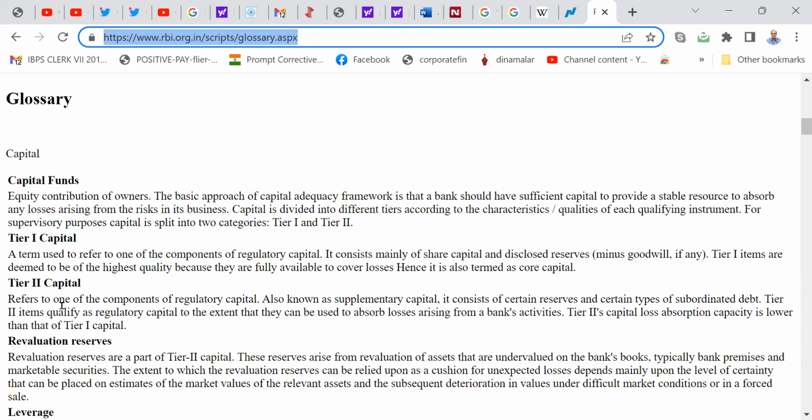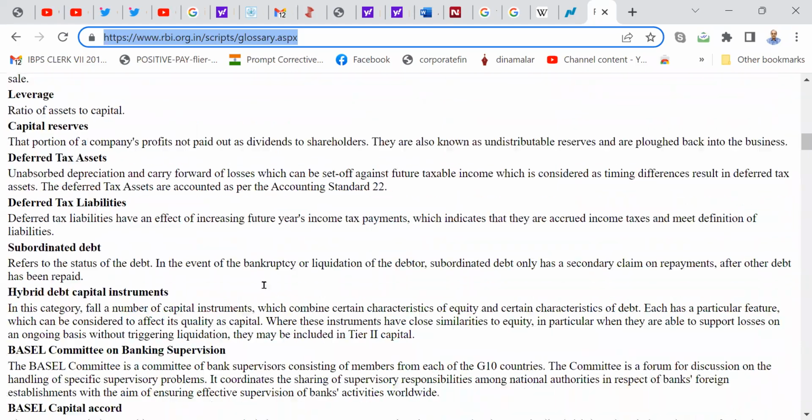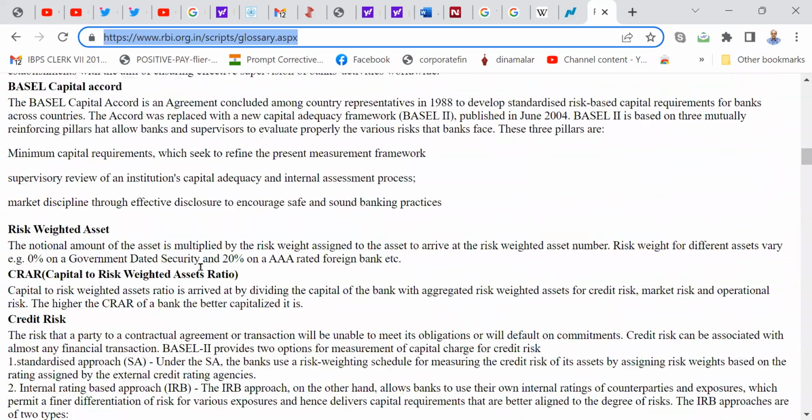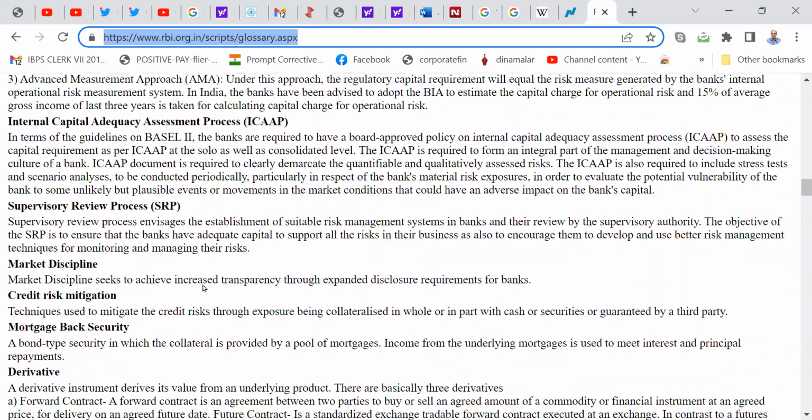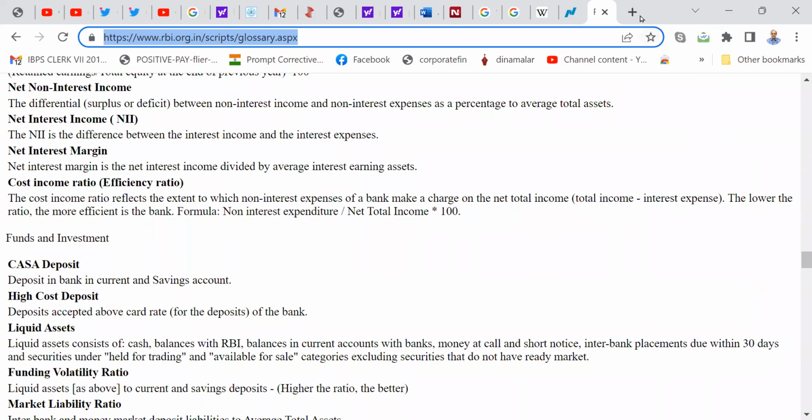For example, Tier 1 capital, Tier 2 capital, revaluation reserves, leverage. And of course, this is very tough. Here, what you are seeing is very good ones, but very tough ones. You can go through this.